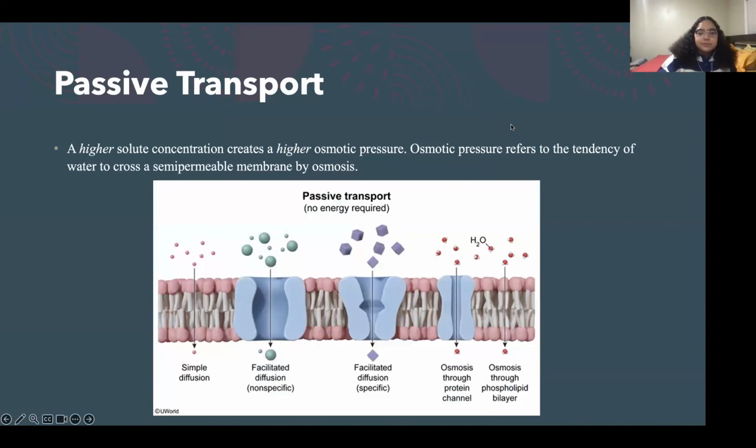So passive transport, again, is when there's no energy required. And so you will go from high concentration to low concentration. Higher solute concentration creates higher osmotic pressure, which refers to the tendency of water to cross a semi-permeable membrane by osmosis. So this graphic, I think, shows the different types of passive transport pretty well. In terms of facilitated diffusion, it could be specific to just that molecule, or it could be non-specific in that anything can cross.